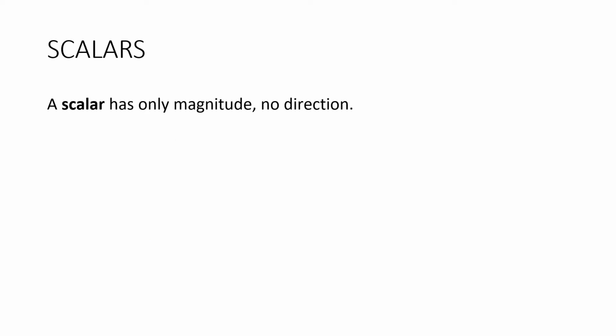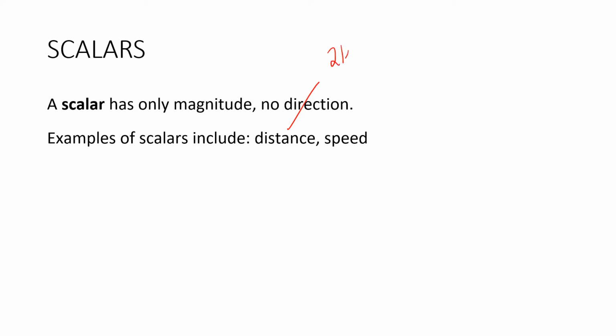A scalar has only magnitude, no direction. And examples of scalars include distance. So I could say we have a distance of 2 kilometers. And speed. I could say I'm going 35 kilometers per hour. You can see how there's no direction given there.